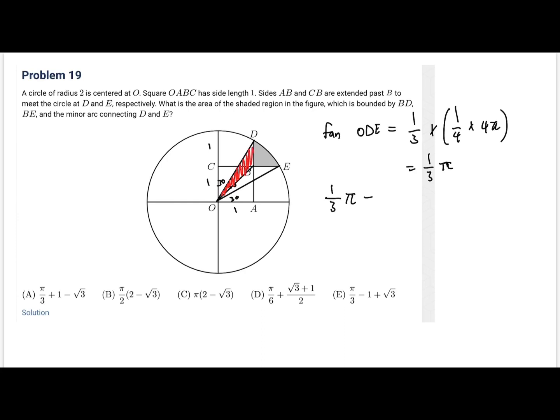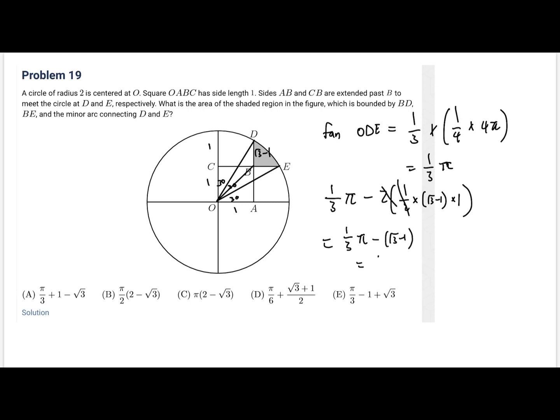So minus 2 of this much, how much is this? If this is √3 and this is 1, then this is √3 minus 1. Let's write that in black: root 3 minus 1. So it would be 2 times 1/2 times root 3 minus 1, times this much is 1, so the height is 1. So these two cancel, so 1/3 pi minus root 3 minus 1.